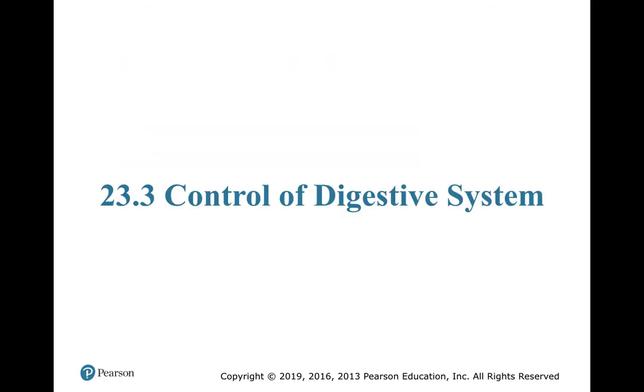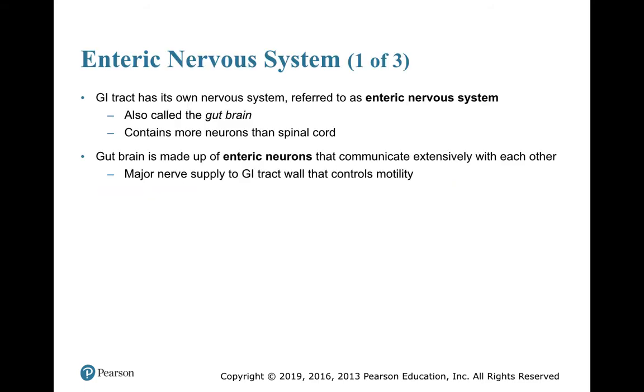All right, we are going to finish up this first segment with how do we control the digestive system. Turns out that the digestive system has its own nervous system and has a lot of its own endocrine system. So the enteric nervous system is called the gut brain by some. It has actually more neurons in it than the spinal cord does. The gut brain is made up of the enteric neurons, and they are communicating extensively with one another. It is a major nerve supply to the GI tract that controls motility.